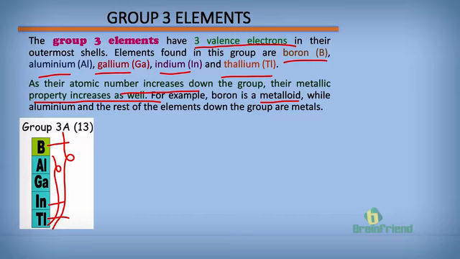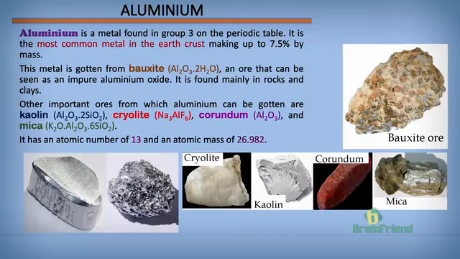Thallium is going to be more metallic than indium. Indium is going to be more metallic than gallium. And gallium is going to be more metallic than aluminium. Up here, boron is a metalloid. So that's that about the group 3 elements.